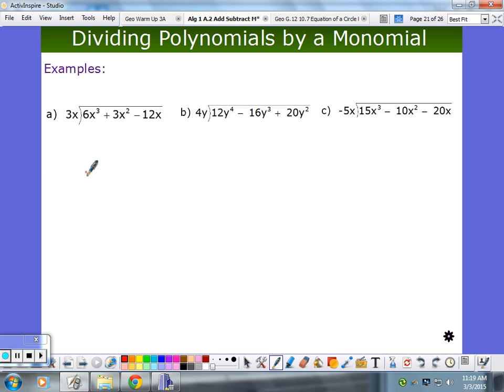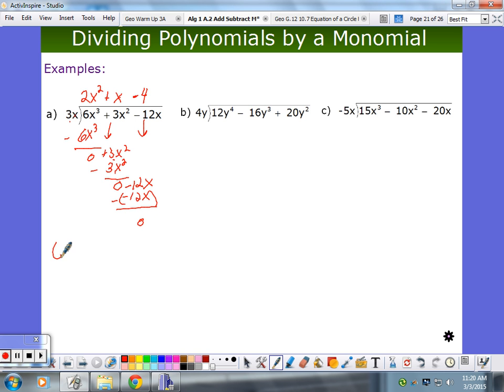So 3x into 6x cubed. Well, first of all, how many 3's in 6? 2, right? And then x times what is x cubed? X squared, right? Multiply, because that's what you do with numbers. You should get the exact same number if you've done this right. Bring down that 3x squared. 3x times what gives you 3x squared? X. X times 3x, you should get the same number back. Subtract. Bring down that negative 12x. So 3x times what is negative 12x? Negative 4x. Negative 4 times 3x is negative 12x. Now I'm subtracting a negative, so it's a positive, to get to 0.